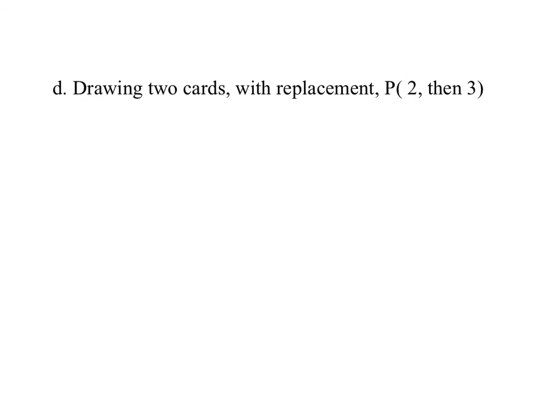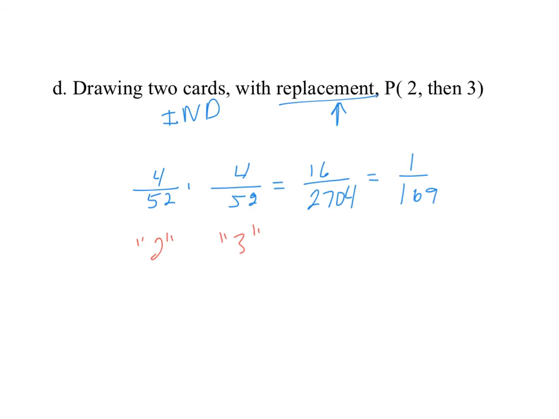Last example we'll do, drawing 2 cards once again. With replacement means we have the independent scenario, 2 multiplying fractions. One represents your 2's. The second one represents getting a 3. We start with 52 cards. In the second draw, we'll have 52 again because of the replacement. And we have 4 cards that are 2's, 4 cards that are 3's. Multiply and reduce. And so that probability again is 1 out of 169.